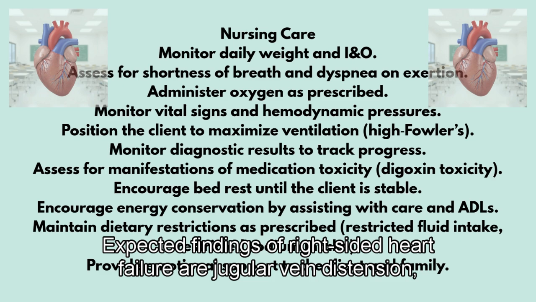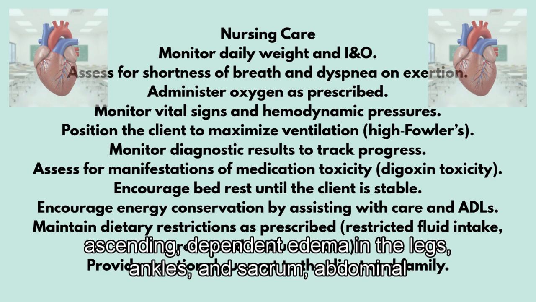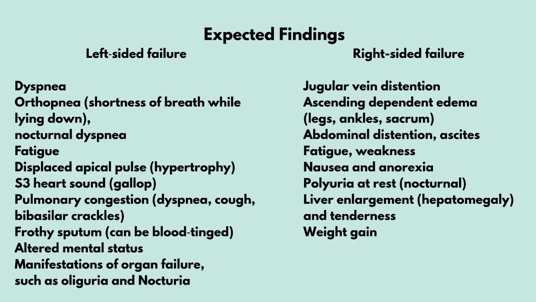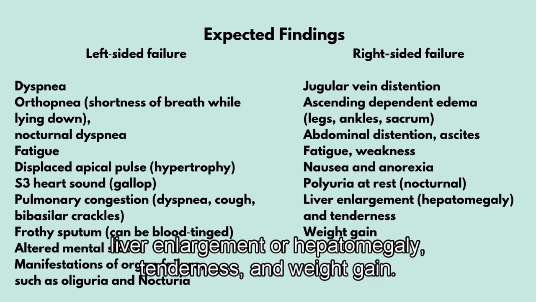Expected findings of right-sided heart failure are jugular vein distension, ascending dependent edema in the legs, ankles, and sacrum, abdominal distension, ascites, fatigue, weakness, nausea and anorexia, polyuria at rest, especially nocturnal, liver enlargement or hepatomegaly, tenderness, and weight gain.